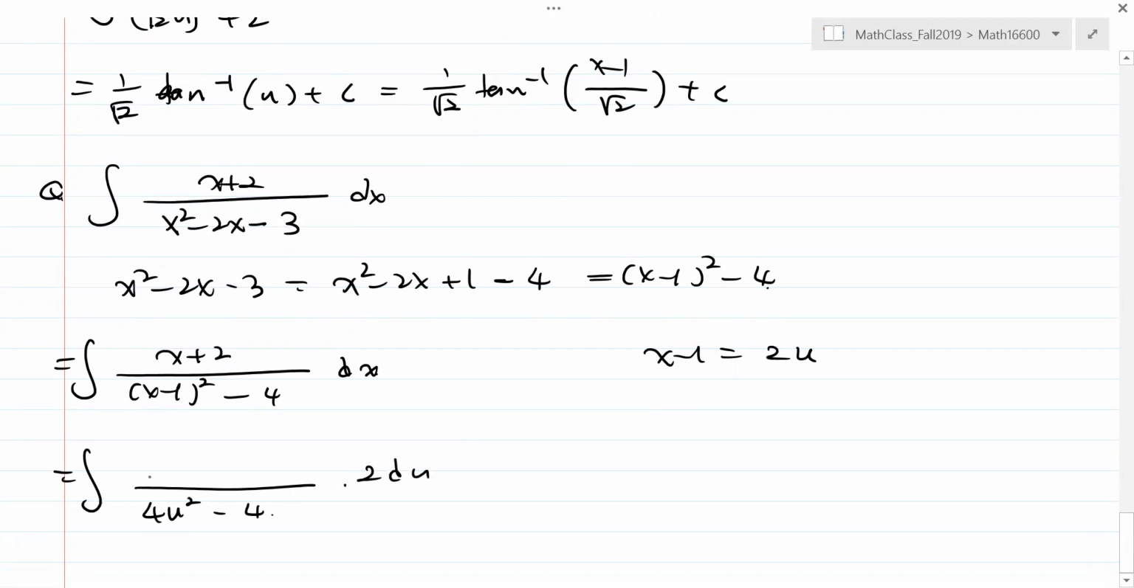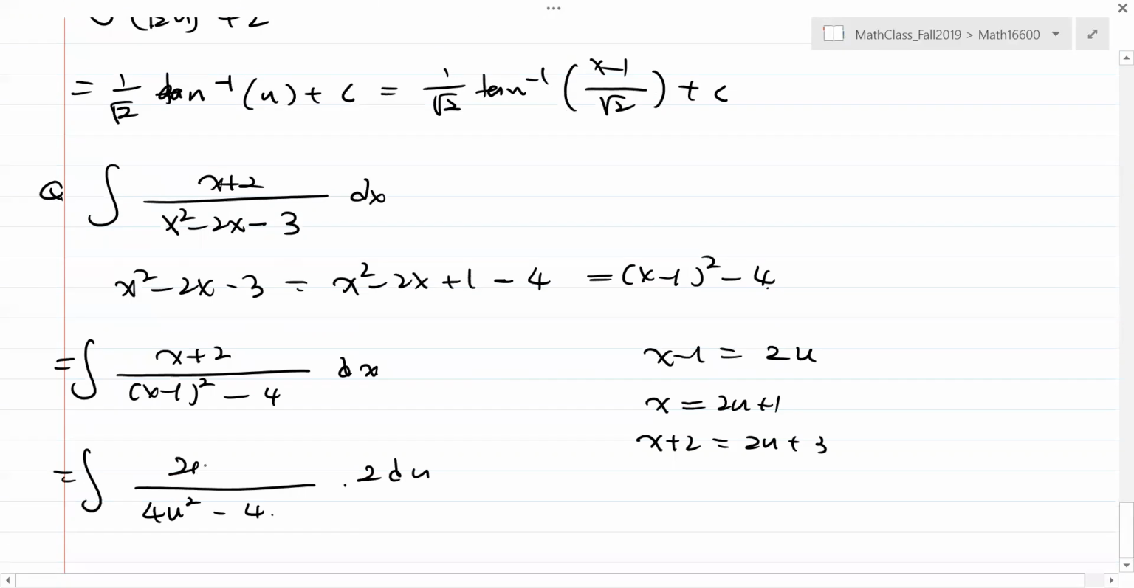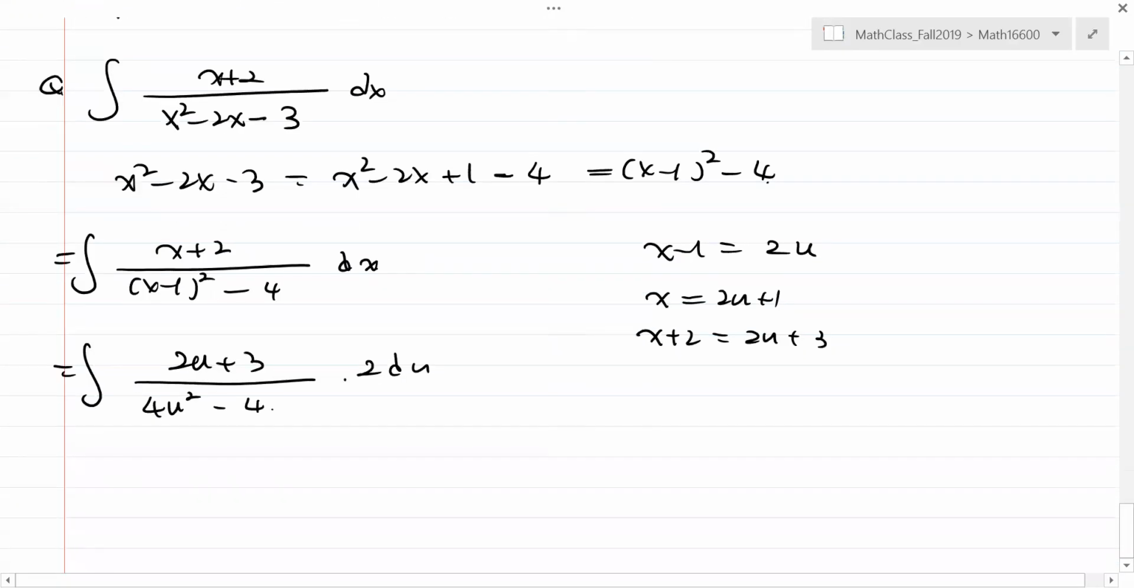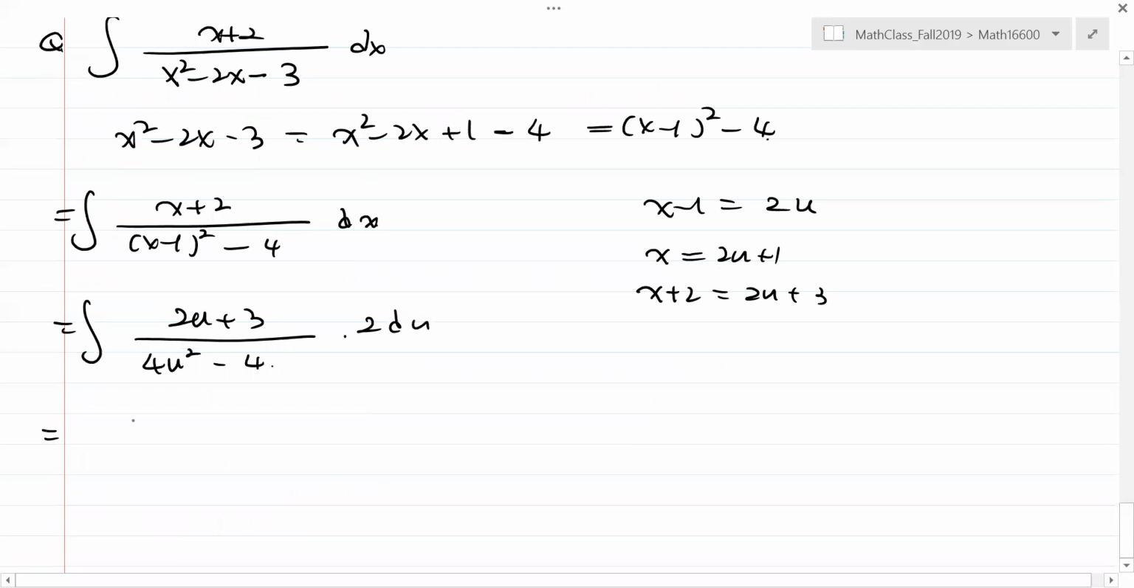And how about x plus 2? Well, x minus 1 equals 2u, so x equals 2u plus 1. x plus 2 is 2u plus 3. That's fine, no problem. So now you get the 2 canceled out. I get the 1/2 integral of (2u plus 3) over (u squared minus 1) du, right?